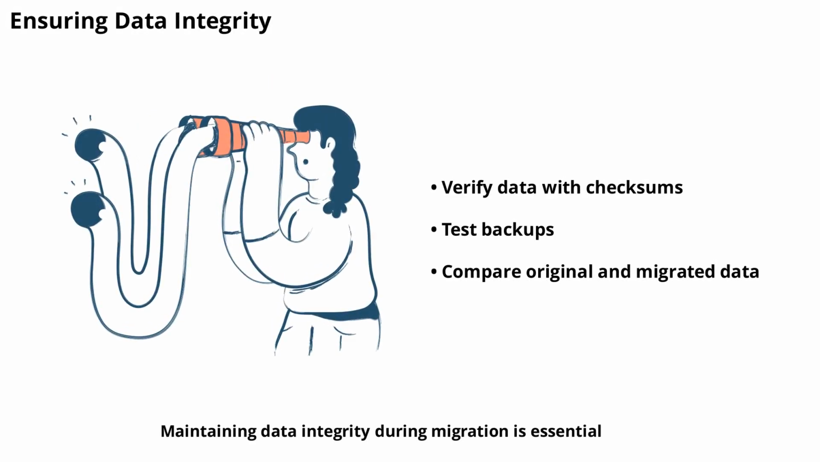Maintaining data integrity during migration is essential. Use checksums or hash functions to verify that data hasn't been altered or corrupted during transfer. Test the integrity of your backups before starting the migration. After the migration, compare the original and migrated data to ensure everything matches. This step helps you catch any discrepancies early and ensures that your team's information remains accurate and reliable.